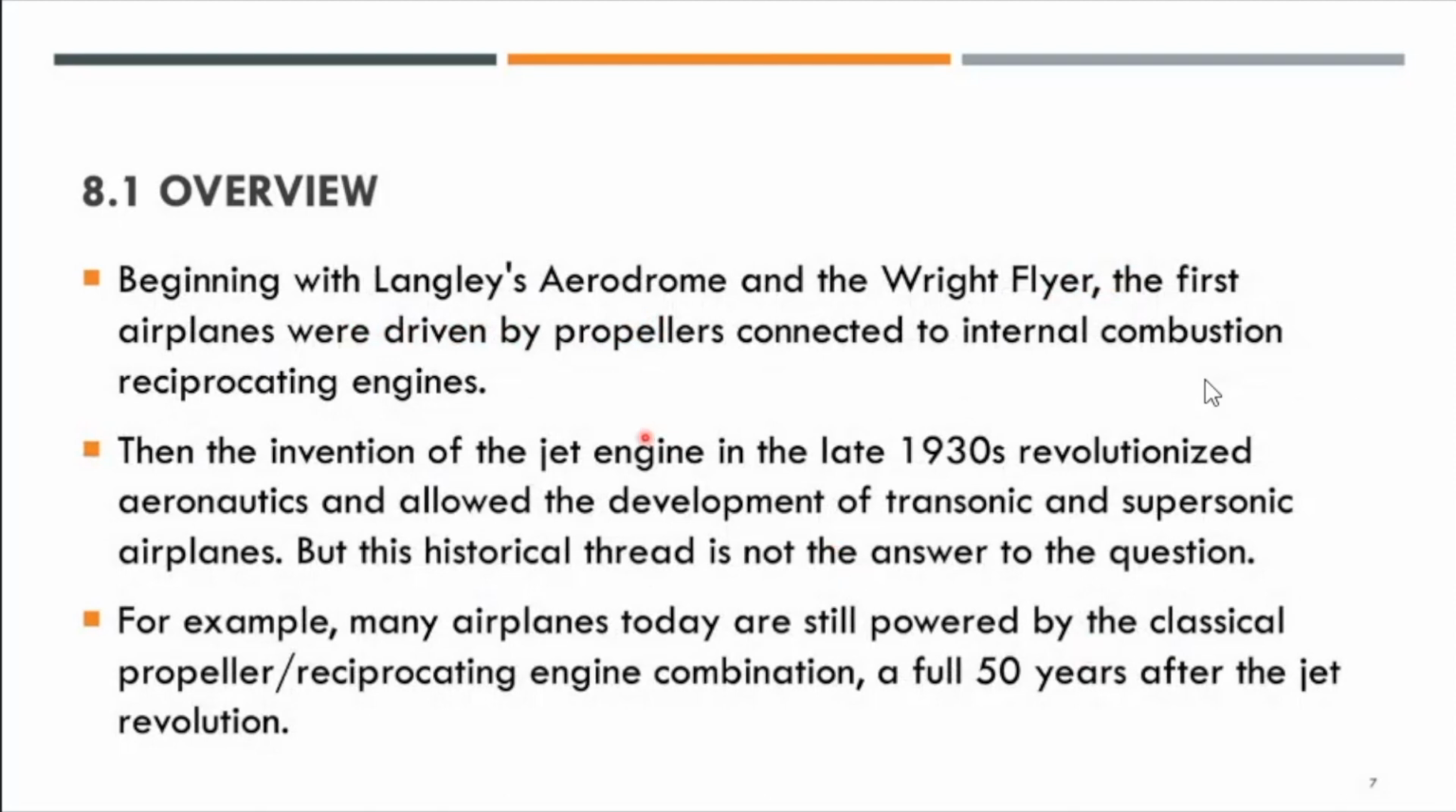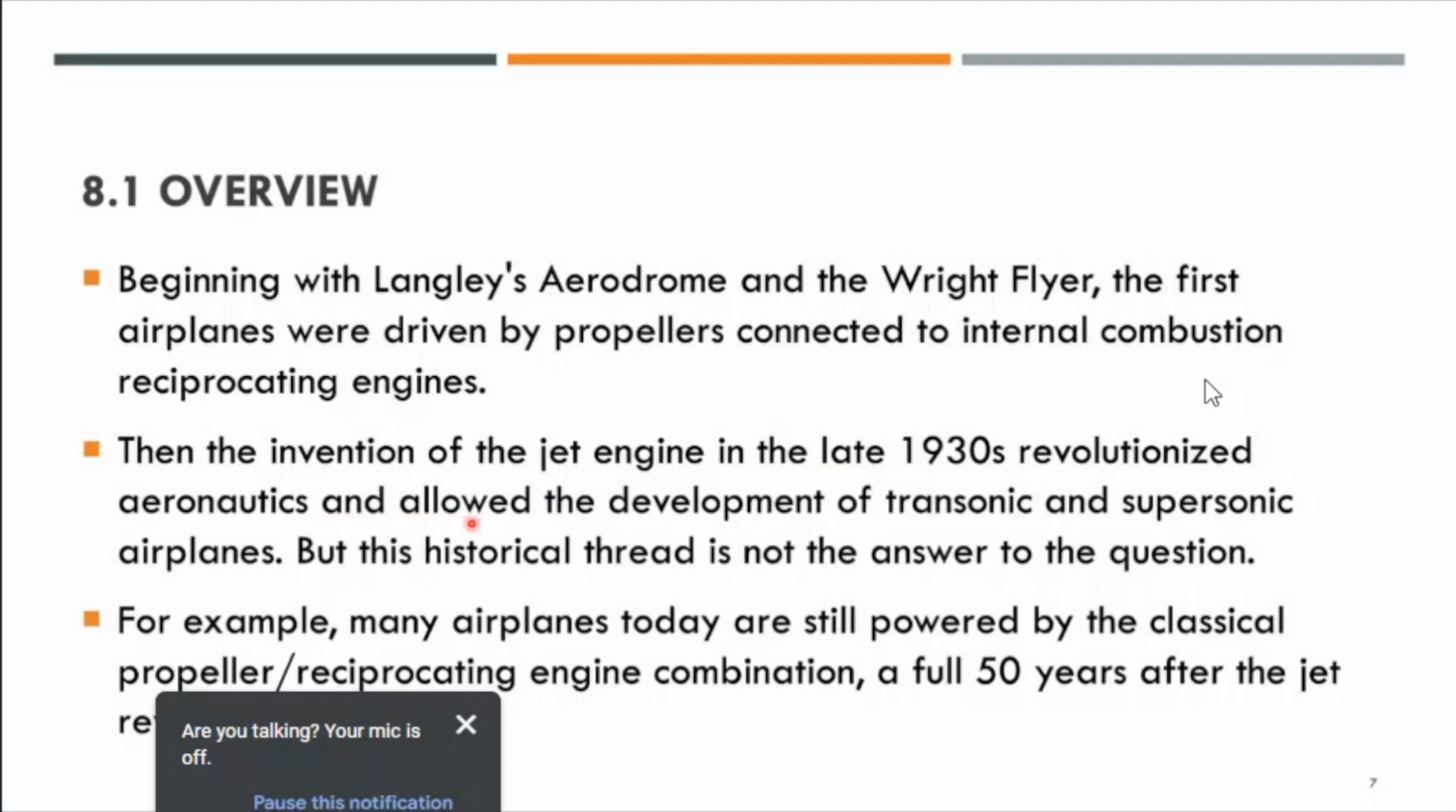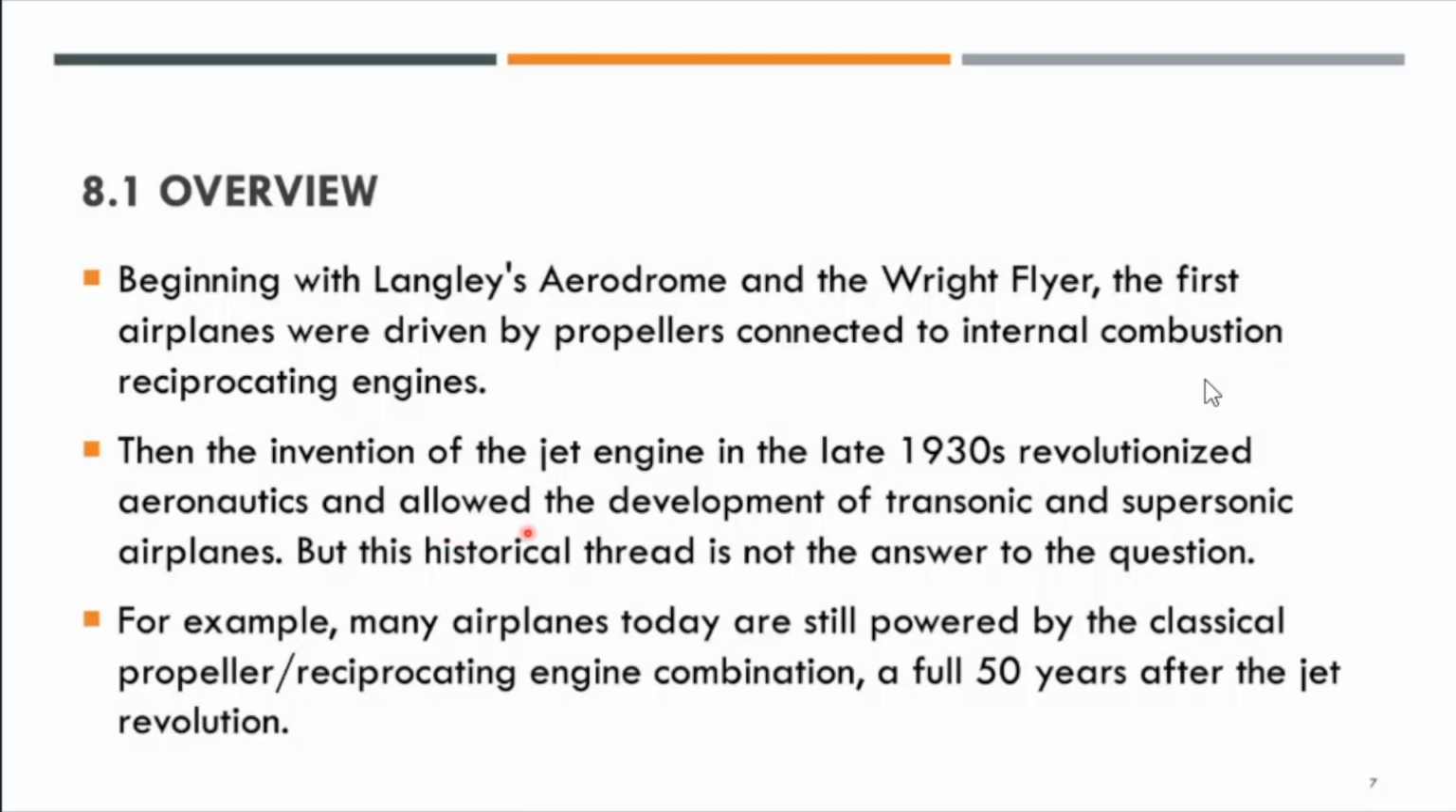Beginning with Langley's Aerodrome and the Wright Flyer, the first airplanes were driven by propellers connected to internal combustion reciprocating engines. Then came the invention of the jet engine in the late 1930s, which revolutionized aeronautics and allowed the development of transonic and supersonic aircraft, because aircraft need to fly further, not just within the region. Okay, so this historical thread is not the answer to the question that I asked earlier.